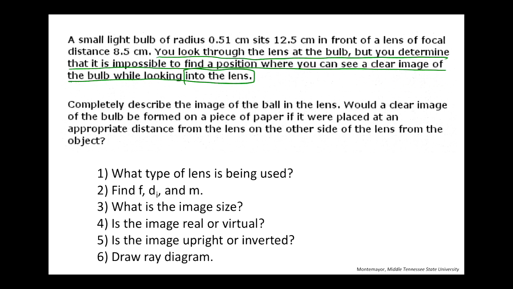It's good. Is it a converging lens? Why would you say it's a converging lens? I would say it is, but why? Because you can't see the image clearly at all. That's one option for a converging lens. Like if it was at the focal position, you wouldn't see anything, but right above here we've got our object at 12.5 centimeters, and the focal distance is 8.5. So we know it's sitting beyond the focal position.